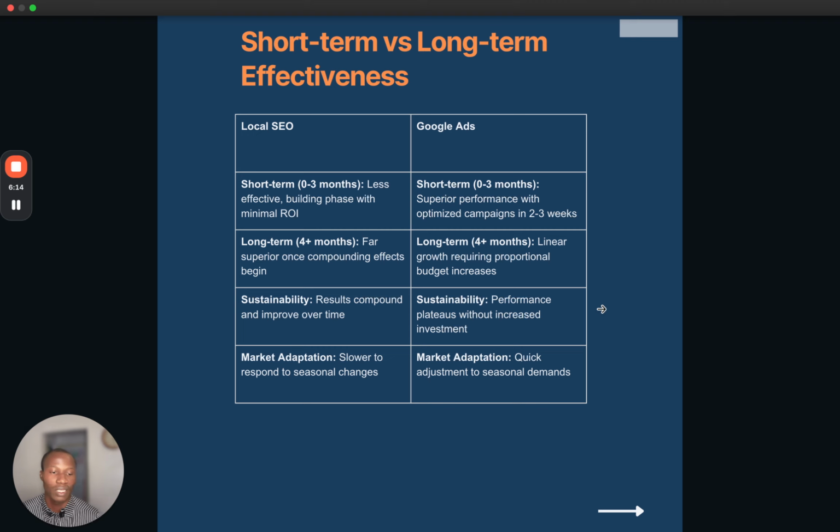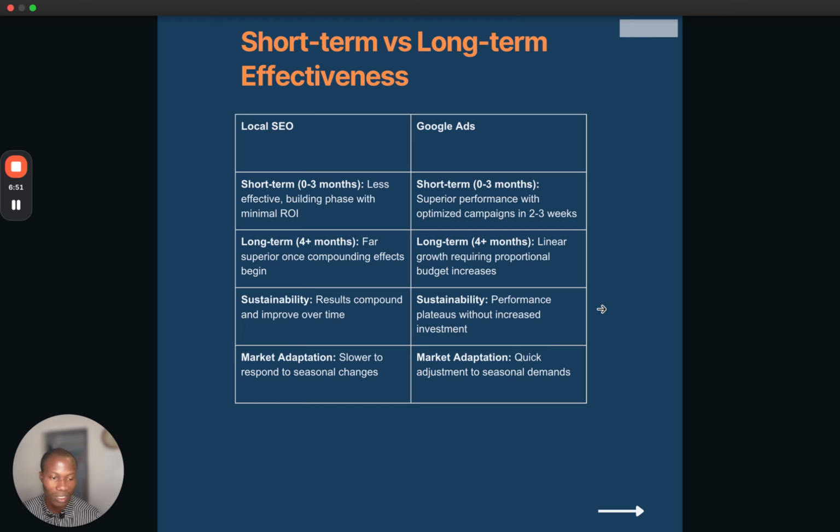Another thing we're going to be looking at is short-term versus long-term effectiveness of both strategies. For local SEO, the short-term takes between 0 to 3 months, a less effective building phase with minimal return on investment. The long-term, in 4 months or more, you get far more superior results. The compounding effect starts beginning to show up. You start getting more leads, more impressions, start showing up for a lot of searches. So the sustainability: results compound and improve over time, and the market adaptation is slower to respond to seasonal changes. So whichever season it is, people are searching. You really don't have to worry about ad spend.